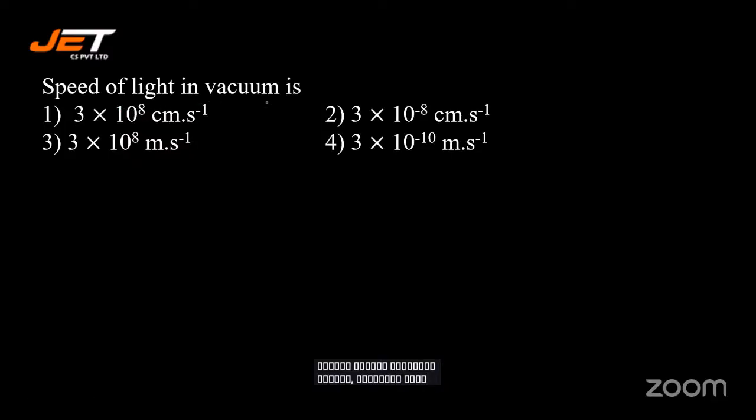What is the speed of light in vacuum? 3 into 10 to the power of 8 centimeters per second inverse, 3 into 10 to the power of 8 meter per second inverse, 3 into 10 to the power of 8 centimeter per second inverse. So what is the right option? Let me see who is going to give the answer for this question.